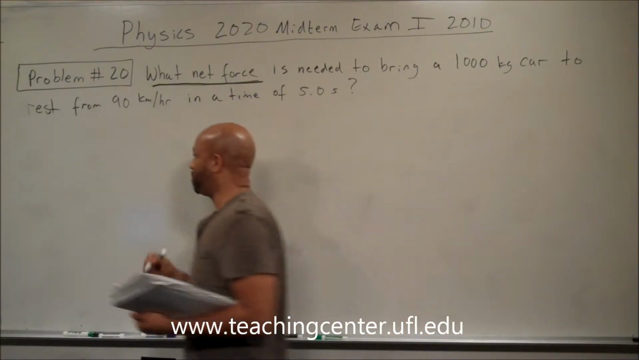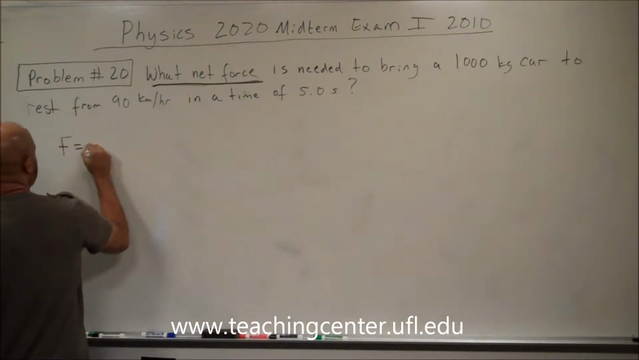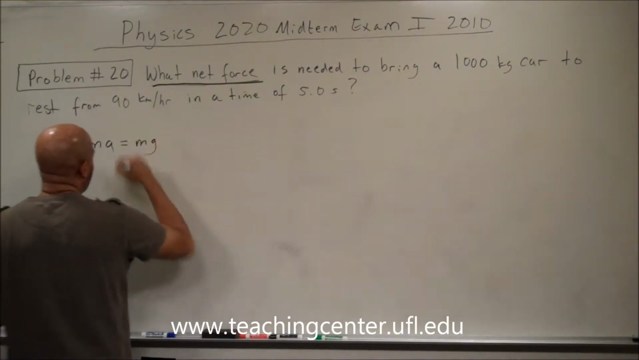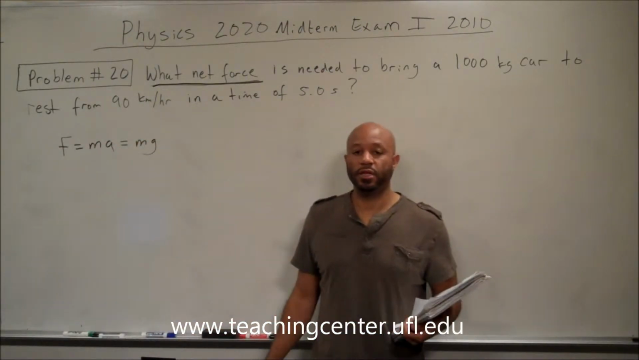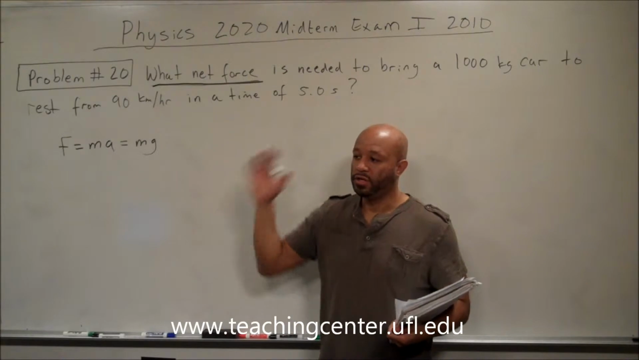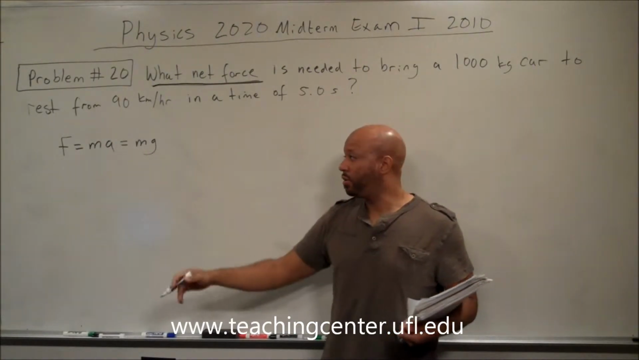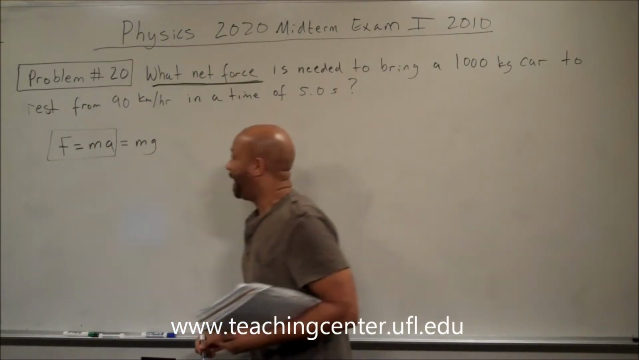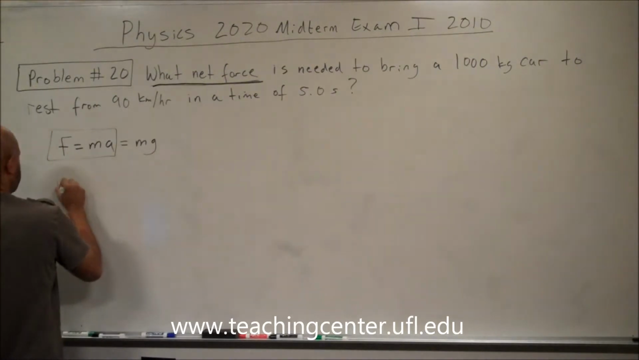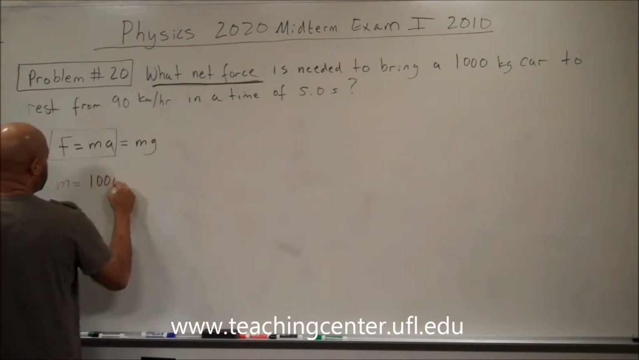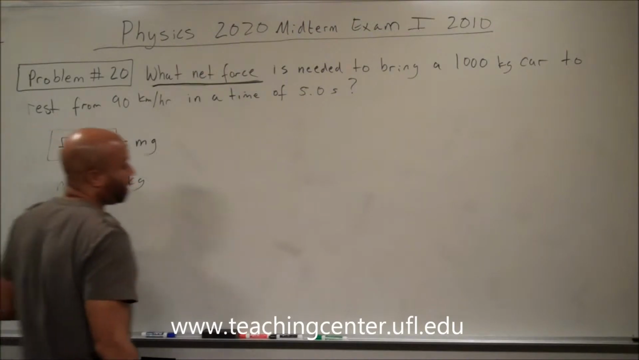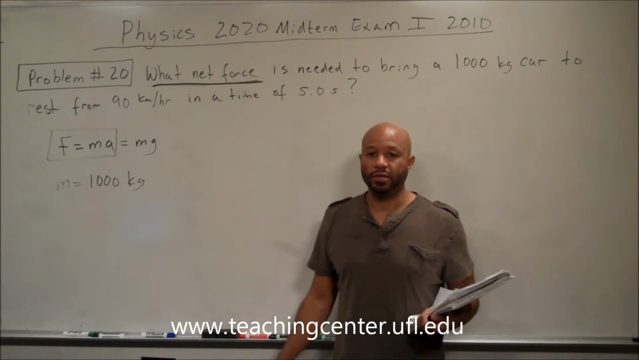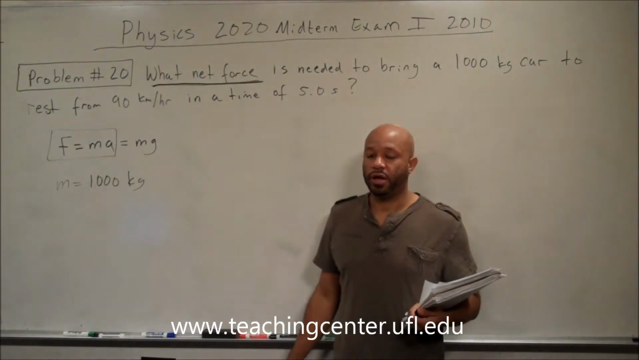And we know that force is equal to mass times acceleration, or mass times the acceleration due to gravity if we're talking about weight force. Since we're talking about a car that's moving on the ground, we're going to use this part. We know that the mass is equal to 1,000 kilograms, but we don't know the acceleration, so we can't use this formula directly. Somehow we need to calculate the acceleration.